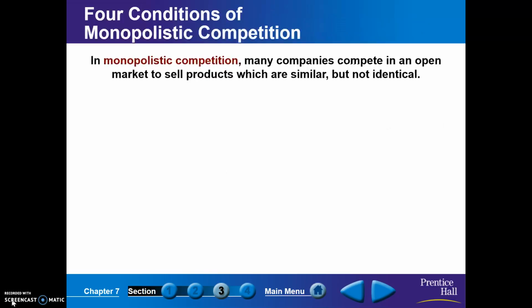In monopolistic competition, many companies compete in an open market to sell products which are similar but not identical. A good example would be fast food restaurants. We talked about McDonald's and Burger King. McDonald's is known for the Big Mac, and Burger King is known for the Whopper. Although they are the same concept, they are burgers, they are different. A Big Mac has mac sauce and a third piece of bread, and Whoppers are flame grilled, like Mr. Butcher told us. Just know that they are similar yet different products.